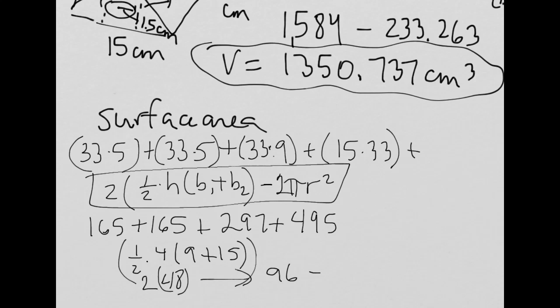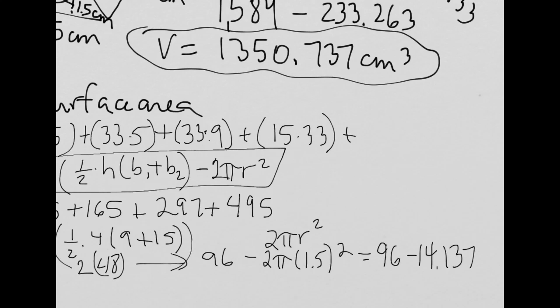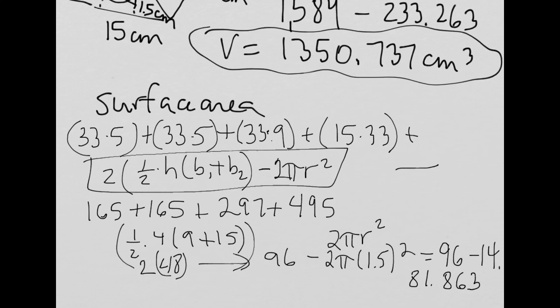Now I need to subtract from that the 2 circles that are cut out, that cylinder cut out. So pi r squared and 2 of them, correct? So it's 2 times pi times the radius, which is 1.5 squared. I'm going to subtract those 2 circles: 96 minus 14.137, so I get 81.863.